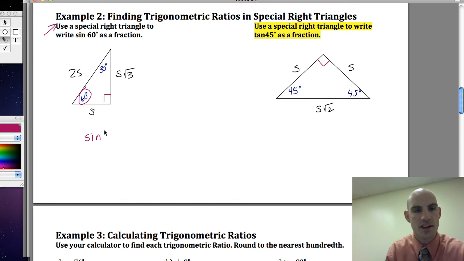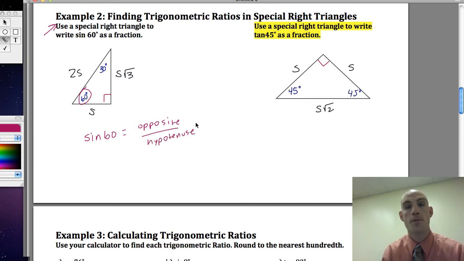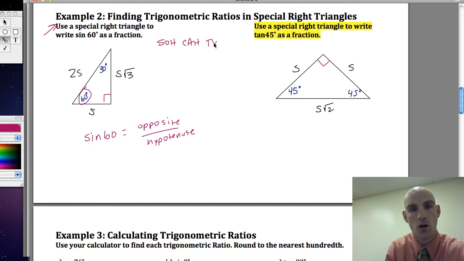So when I say the sine of 60, I really mean opposite over hypotenuse. Because opposite over hypotenuse applies to any angle. That's still the sine. So if you want to write this up here, SOHCAHTOA. I still use it. That's how I remember them. So sine is opposite over hypotenuse.